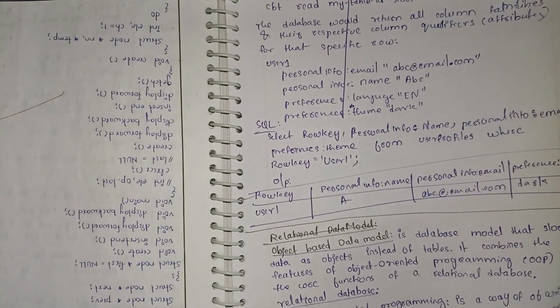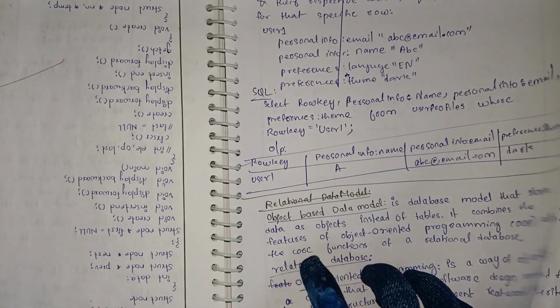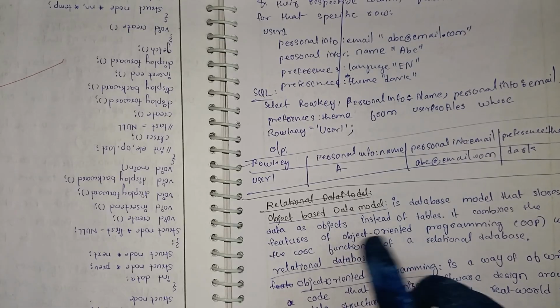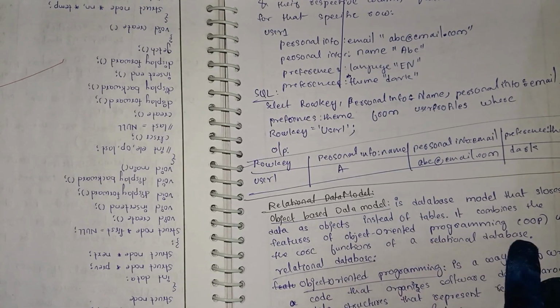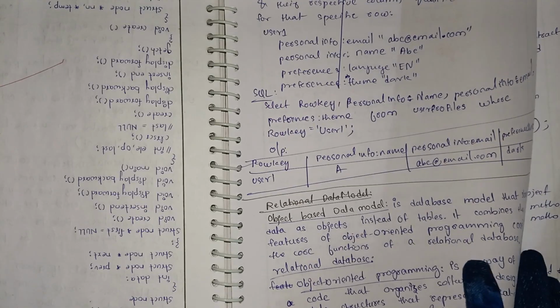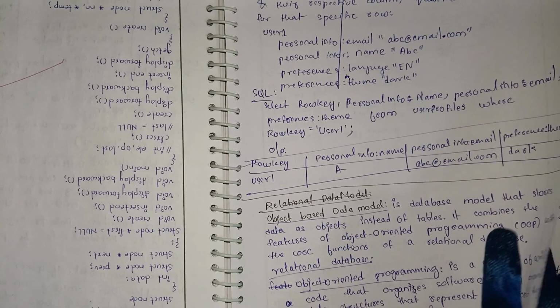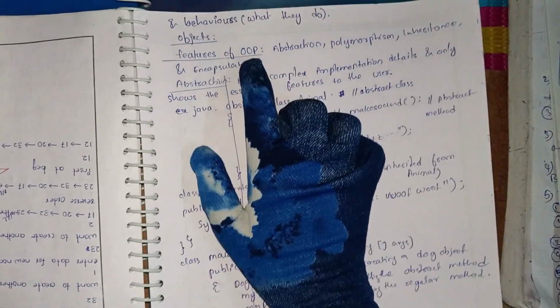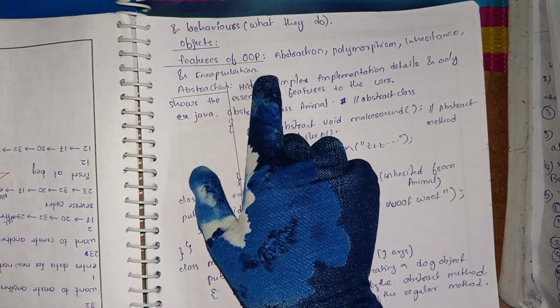So here we have studied that it combines the features of object-oriented programming with the core functions of a relational database. So what are the features of object-oriented programming? We will see now. Features of object-oriented programming: abstraction, polymorphism, inheritance and encapsulation.